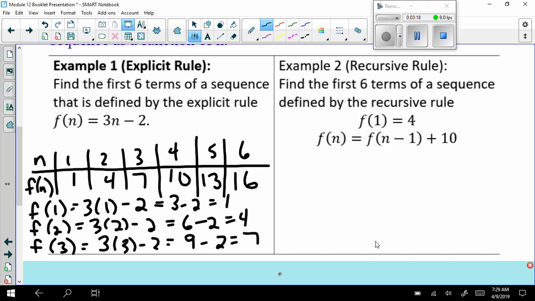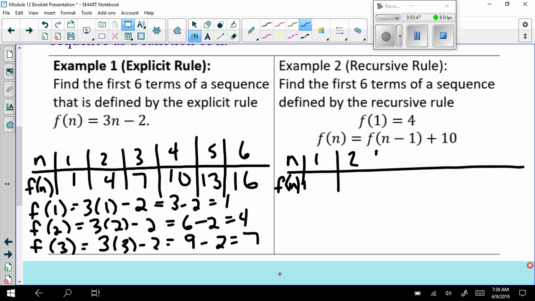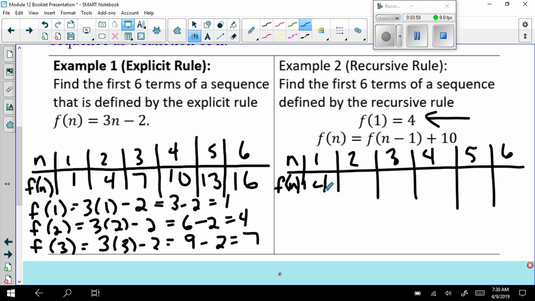So that table is our first 6 terms, and that's an explicit rule. It tells me, here's how you find the 6th term. Plug in 6, get your answer. Now with example 2, we're going to use a recursive rule. It says find the first 6 terms of a sequence defined by the recursive rule. And again, we're going to go ahead and draw a table. And we want the first 6. So my n is going to go from 1 to 6. Notice this time, they just told me what f of 1 was. It's 4.